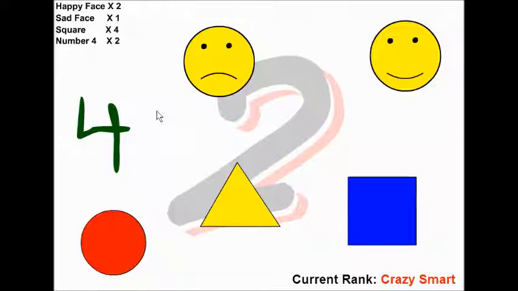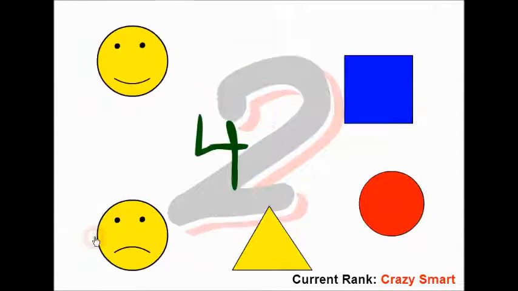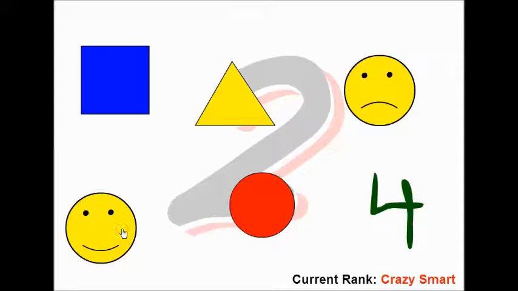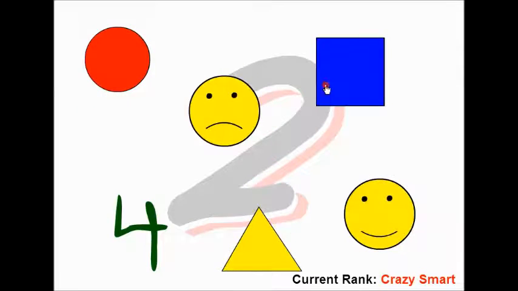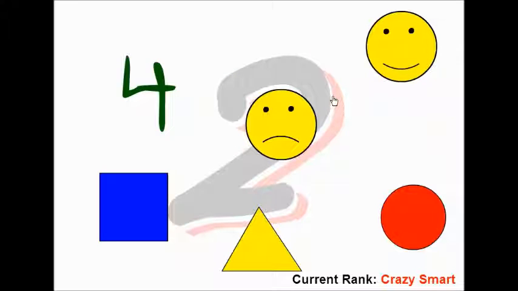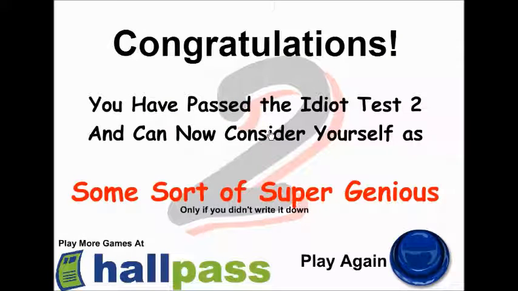Happy face times 2, sad face times 1, square times 4, and then number 4 times 2. Okay, this could be interesting. Happy face. Happy face. Sad face. What came next? I think it was the square times 4. Square, square, square, square. And then it was... I think the number 4? 2. Yes! I am a super genius in 3.5 minutes!